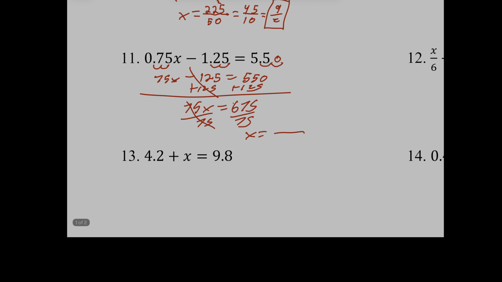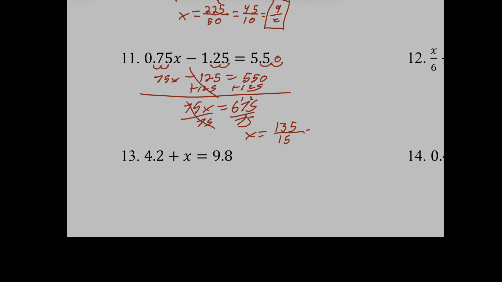How many times will 5 go in the 6? Once with 1 left over, and I write that in front of the 7. How many times will 5 go into 17? 3 times with 2 left over. How many times will 5 go into 25? 5 times. How many times will 5 go into 75? Well, 5 goes into 7 once with 2 left over. 5 goes into 25 5 times.